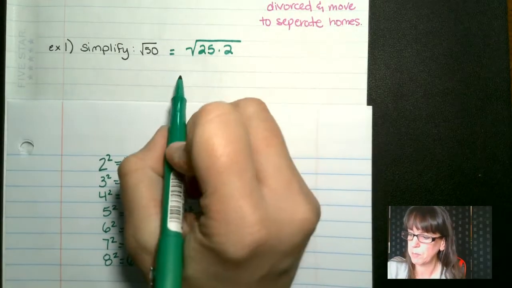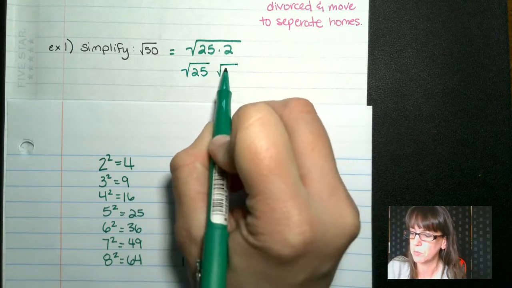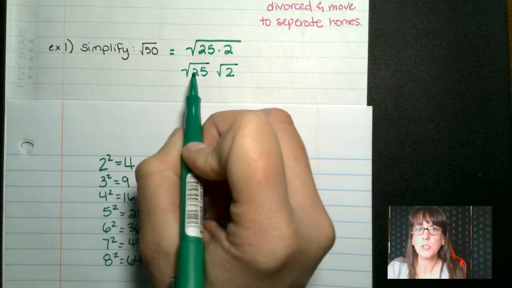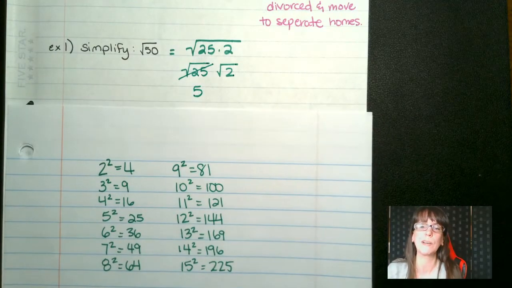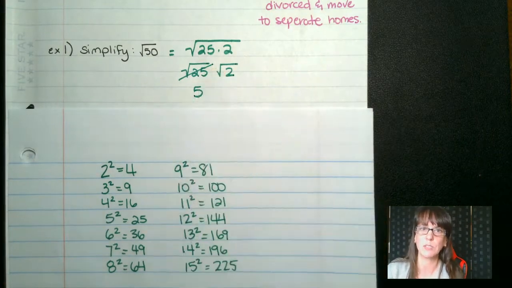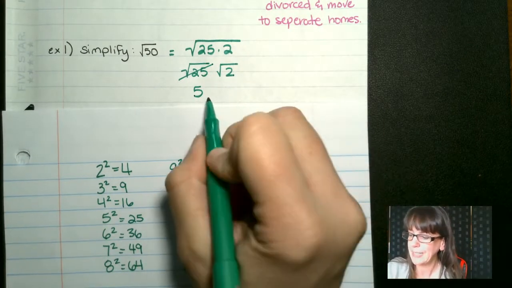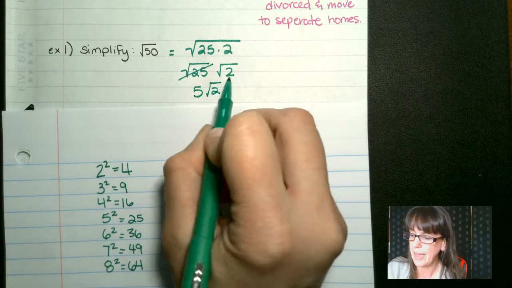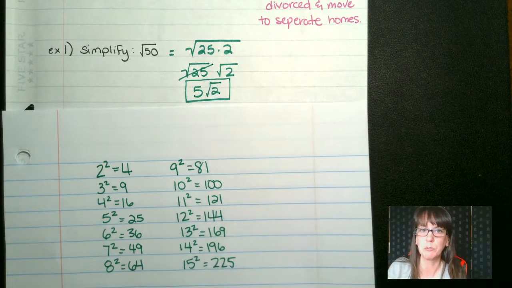So if I divorce these guys and say root 25 times root 2. Now I know the square root of 25 is 5, and you'll notice I drew a line through it. When you're evaluating a square root, when you're taking it out of the radical, make sure to put a line through it because a lot of kids accidentally bring that radical down and that's not helpful. Now the square root of 2 I can't do anything with, so that is my answer. You have simplified root 50 by doing 5 root 2.